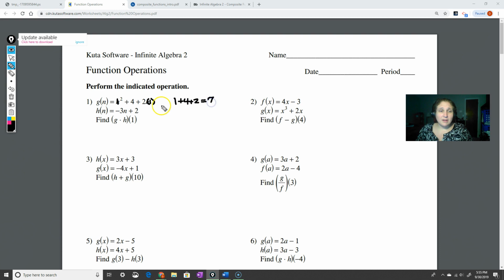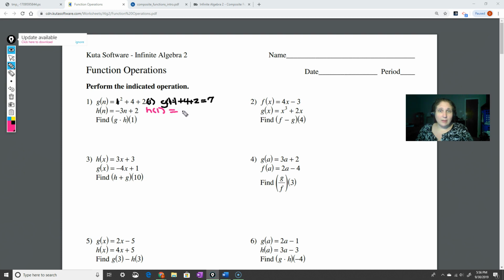I get 7. So now I know that g of 1 has to equal 7. Now I do the same thing, but this time I figure it out for h. Now I'm just going to plug 1 in for n for h of n. So I've got h of 1.